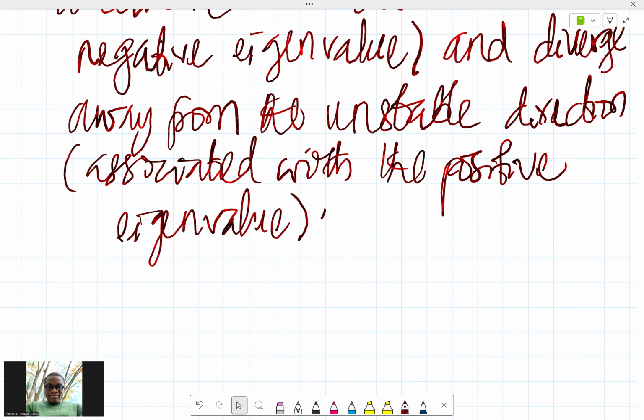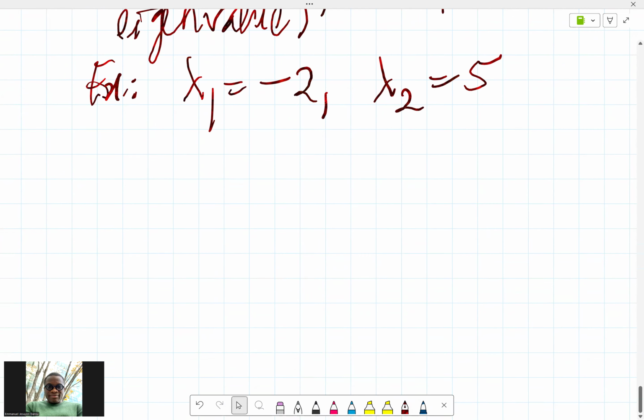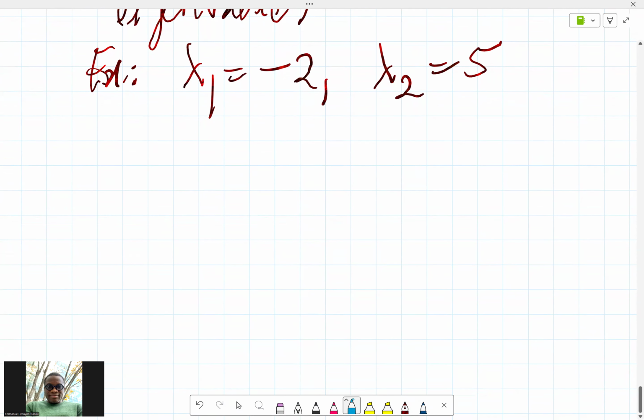Okay. So an example of this would be when lambda 1 is -2, whereas lambda 2 is equal to 5. Imagine that this is the critical point now. Let's say everything is coming from this direction. I'm just doing something hypothetical, right? So you have two sides.